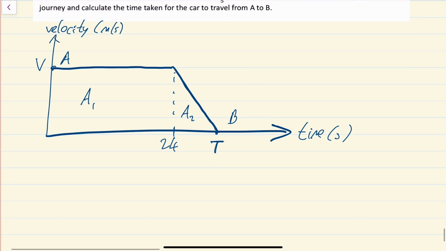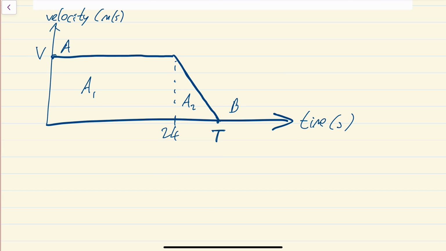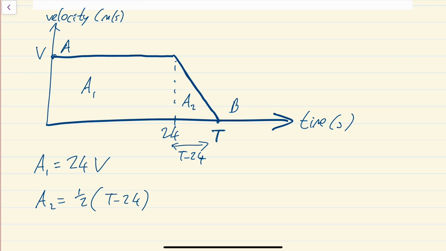We could work out that your area 1 is just 24 times v. Your area 2 is a triangle, so it's going to be half times the base times the height. This base here is going to be t minus 24. So half times the base, t minus 24, times the height, which is v. Okay, that's what we've got.